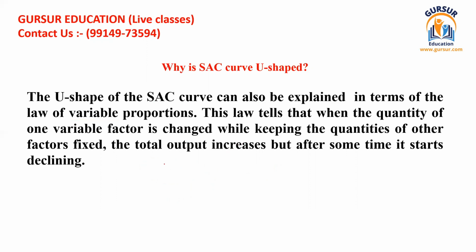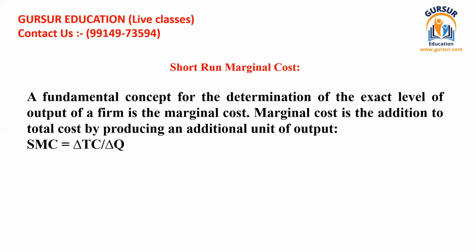Because first of all, by using additional units of variable input, you can reduce your cost, and after that it becomes constant, and ultimately it starts increasing. This is why this becomes the U-shaped curve. So I hope you would have got the idea why these are U-shaped curves.